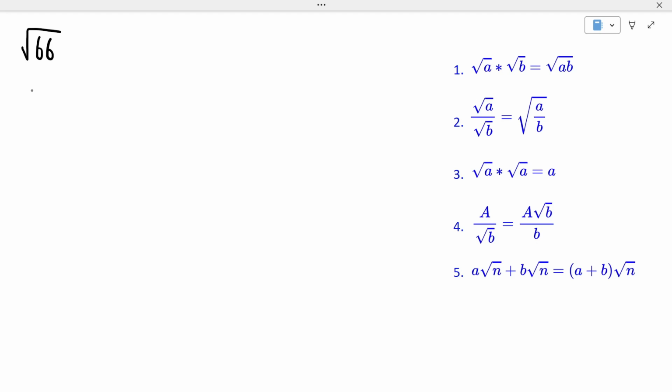So now that we've done a few examples for rewriting square roots in simplest form, let's look at an example of a square root that cannot be simplified any further. Consider the square root of 66. To see if we can simplify the square root of 66 any further, we first need to find the prime factorization of 66. 66 divided by 2 is equal to 33, and 33 divided by 3 is equal to 11, and 11 is a prime number, so we can't factor this any further, so the prime factorization of 66 is 2 times 3 times 11.